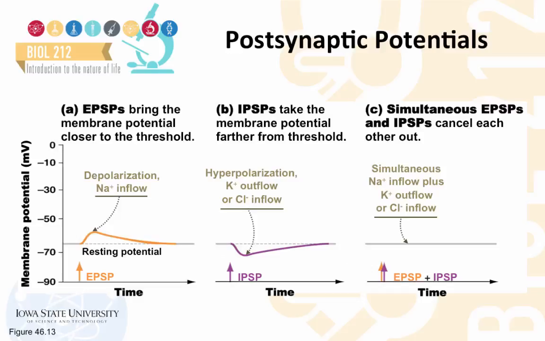In this image, you can compare EPSPs to IPSPs and how they affect membrane potential. Note that an inflow of sodium ions is going to increase membrane potential, whereas an outflow of potassium ions or an inflow of chloride ions is going to hyperpolarize the membrane, or make the membrane potential more negative. If these two occur at the same time, then they cancel each other out and the membrane potential does not change.